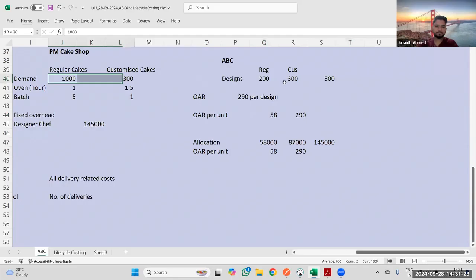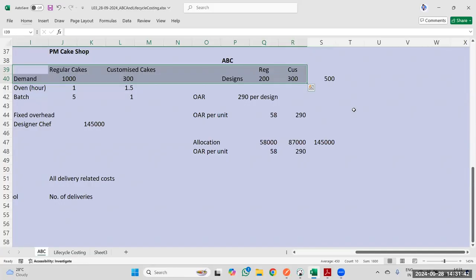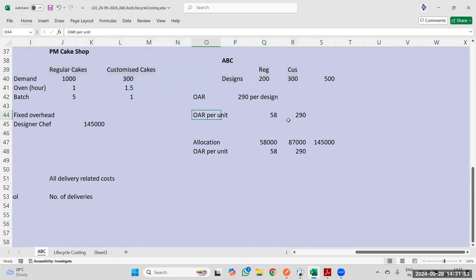Yes, sir. I sense some confusion amongst these values. Anyone confused how we got 200 or why we didn't use this somewhere or something like that? Please feel free to ask. Yes, well. So can't we simply do 145 into 200 divided by 500? So we'll get 58,000. Actually, I didn't understand the calculation of OAR per unit, that is 58 and 290.